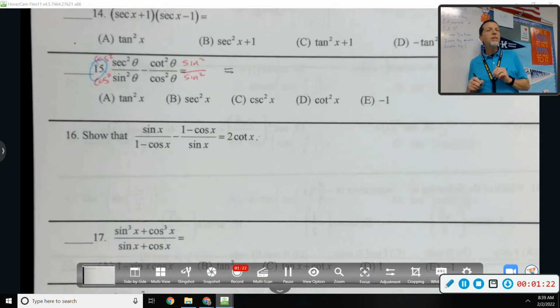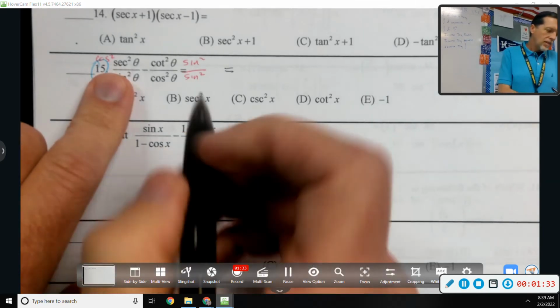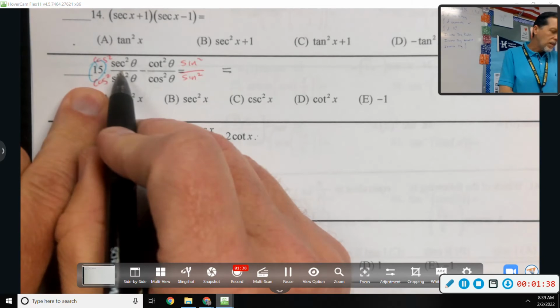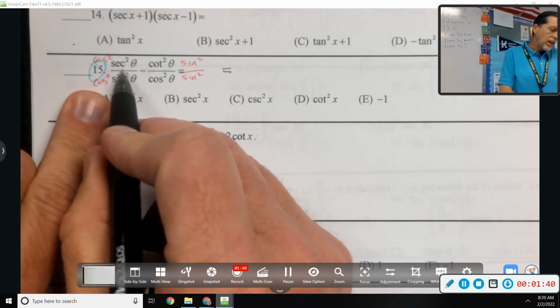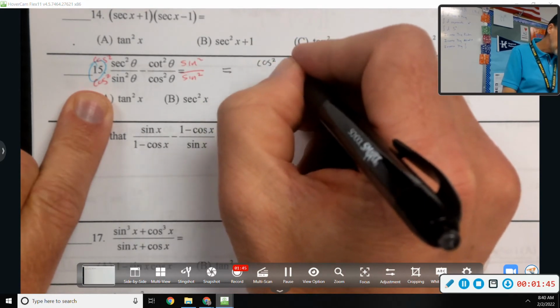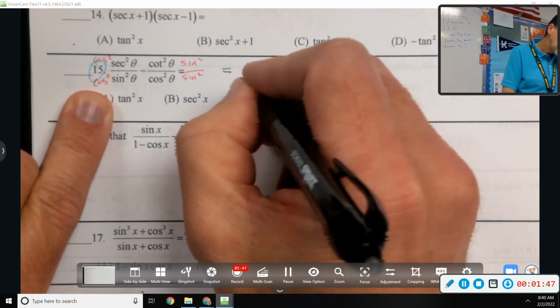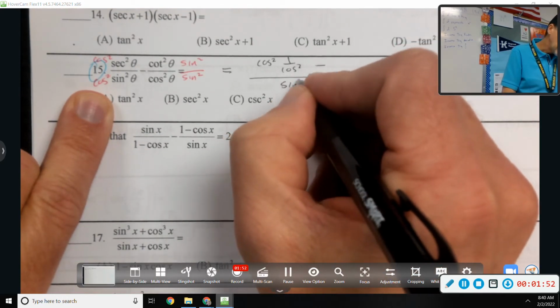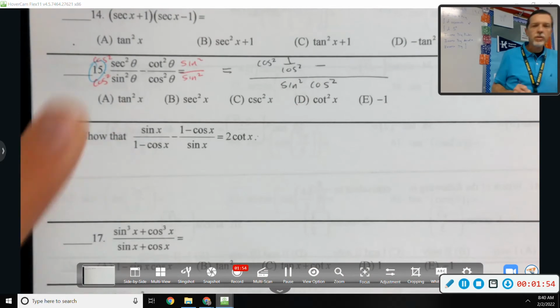Oh, that's maybe good news. What's cosine times secant? Does anybody want to shortcut that for me? How do you know it's 1? You're right. The secant is 1 over cosine, so cosine times secant is 1. Now again, if you need to write that out a little more, that's fine. Cosine squared times 1 over cosine squared minus, the bottom is at least all the same now, sine squared cosine squared.